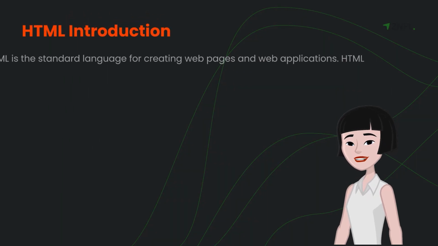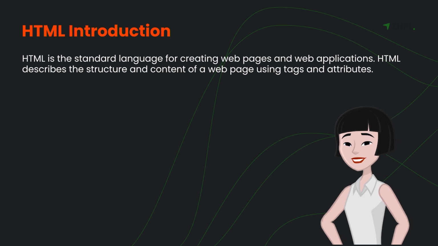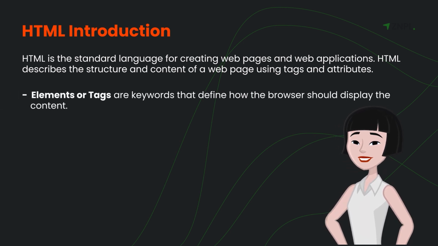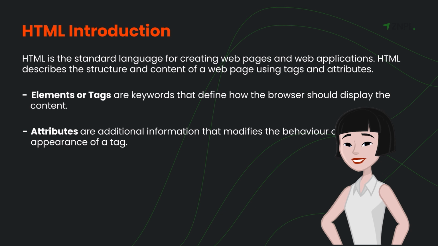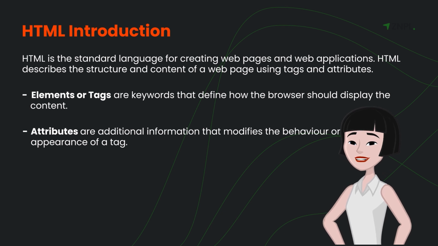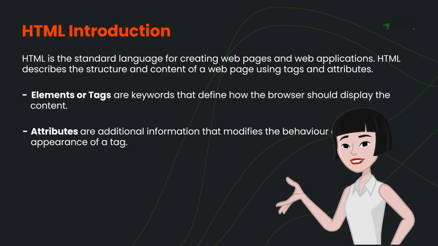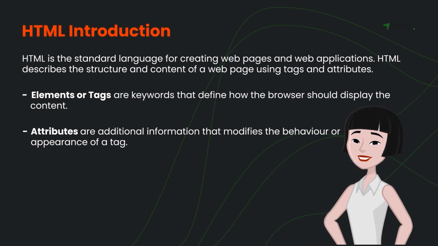HTML Introduction. HTML is the standard language for creating web pages and web applications. HTML describes the structure and content of a web page using tags and attributes. Elements or tags are keywords that define how the browser should display the content. Attributes are additional information that modifies the behavior or appearance of a tag.